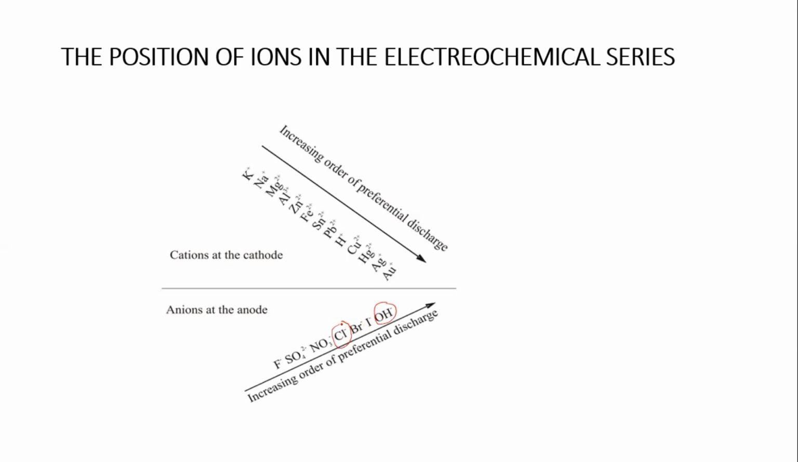So for instance, where Cl minus is far more concentrated than OH minus, the Cl minus should be preferentially discharged to OH minus. But if you are comparing OH minus and NO3 minus or any of these other ones, you see that they are far apart in the electrochemical series. They are not closely positioned in the electrochemical series. So factor number 1 still takes precedence.